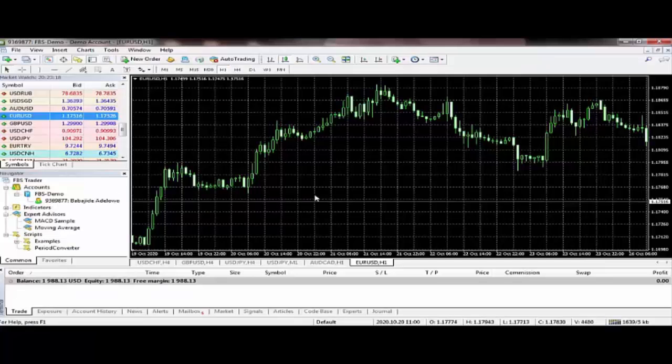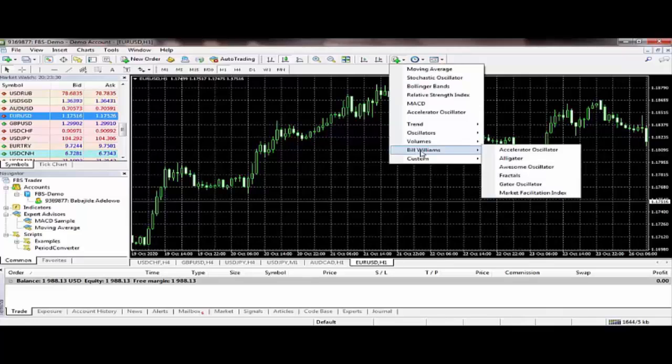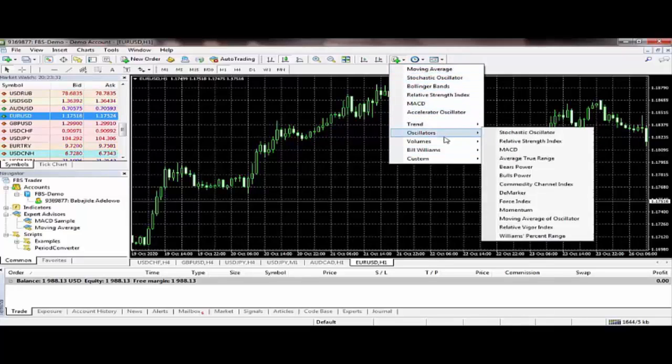Let's go. So now we have the platform. This is the MetaTrader 4 platform. The first thing is the indicators that come with this MetaTrader 4, you can find them here. We have many of them here that people use to develop strategy, to develop a system. Some people even use them for signal software. Some put them together for a system they use in trading.